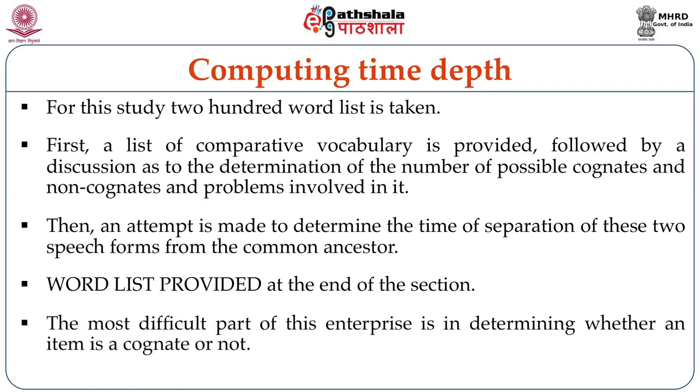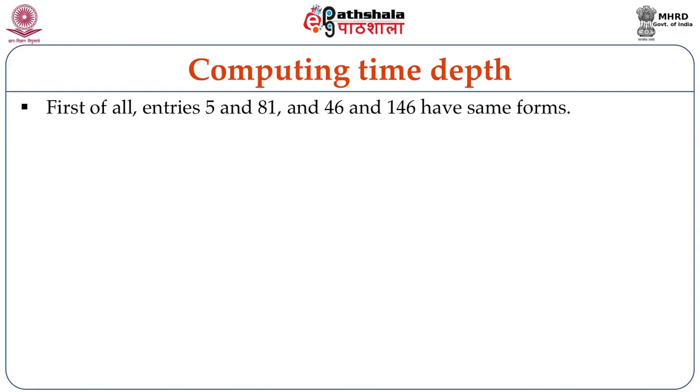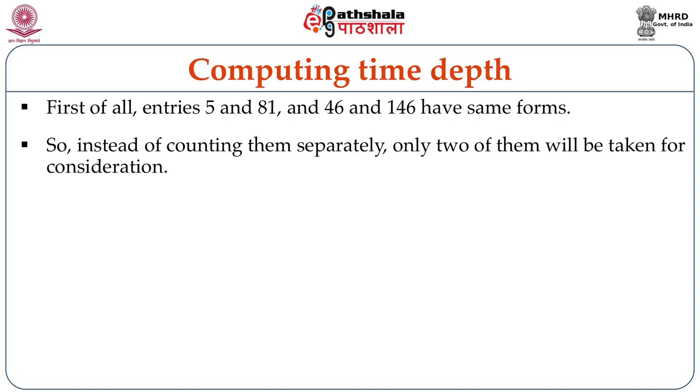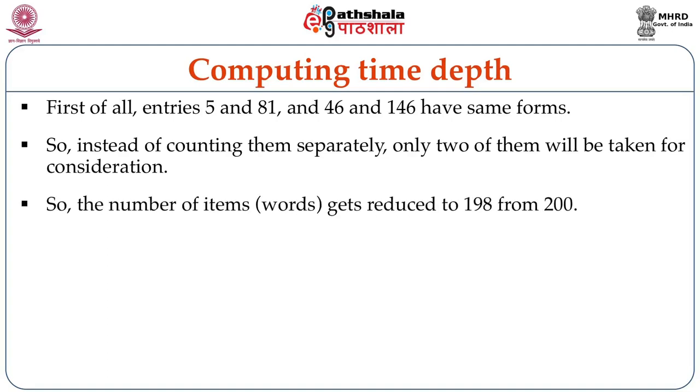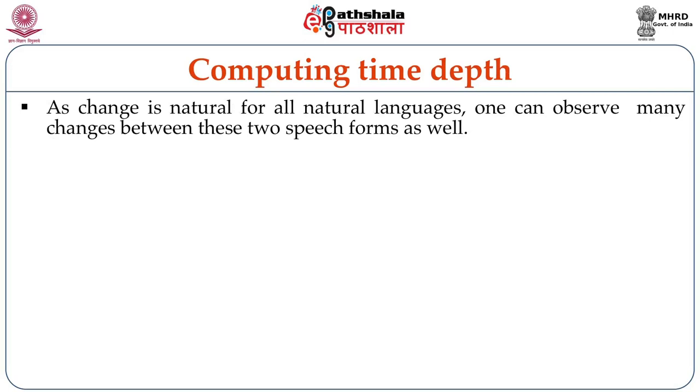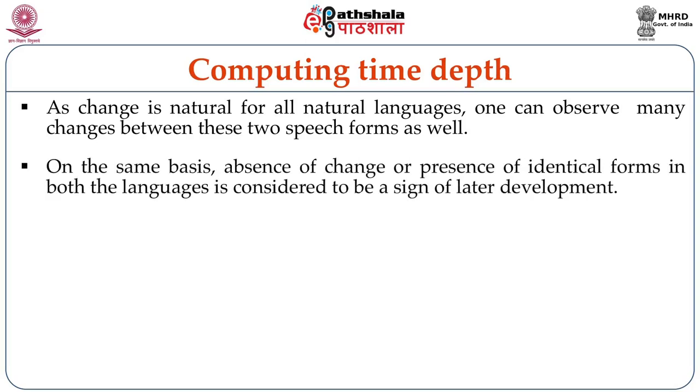The most difficult part of this enterprise is in determining whether an item is a cognate or not. First of all, entries 5 and 81, and 46 and 146, have some same forms. So instead of counting them separately, only 2 of them will be taken for consideration. So the number of items or the words gets reduced to 198 from 200. As change is natural for all natural languages, one can observe many changes between these 2 speech forms as well. On the same basis, absence of change or presence of identical forms in both the languages is considered to be a sign of later development or a borrowing, mutual borrowing.